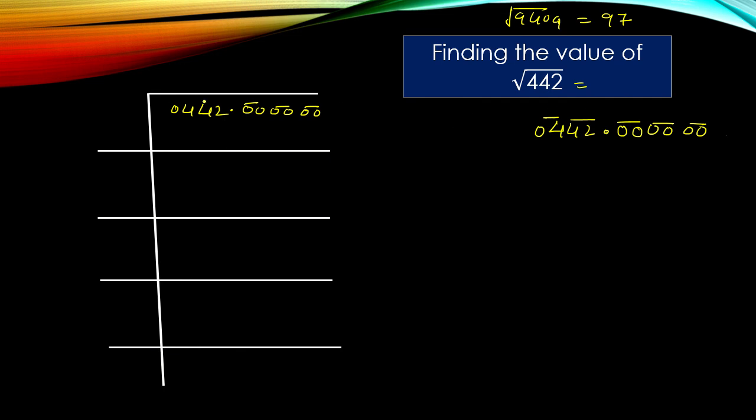Now starting with the same method, the first pair is 04. We have to think of a single digit number whose square is less than or equal to 4. So we are putting here 2. 2 2s are 4, so 4 is exactly equal to the upper 4. Now the remainder is 0.